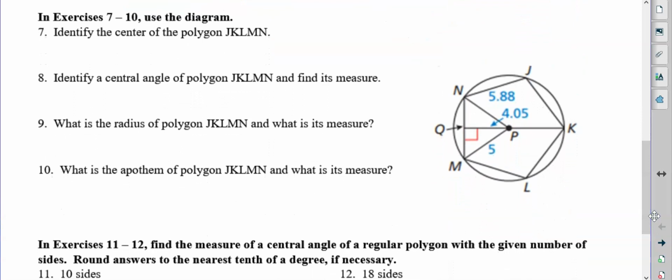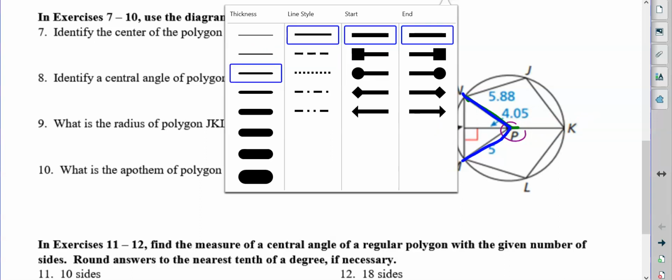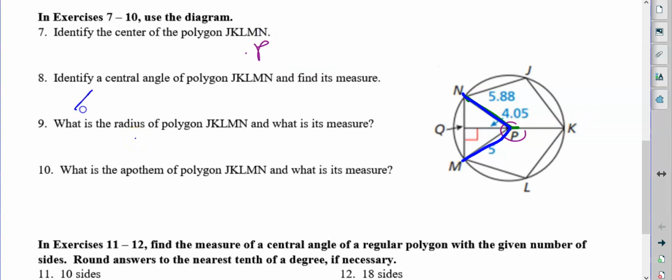All right, so the center of this polygon is P. It's also the center of the circle. Identify a central angle there, and find the measure. That is a little bit tricky because there's more than one angle. Here's a central angle. There's a central angle. Okay. So we're going to go with that one right there, NPM or MPN. So angle NPM.